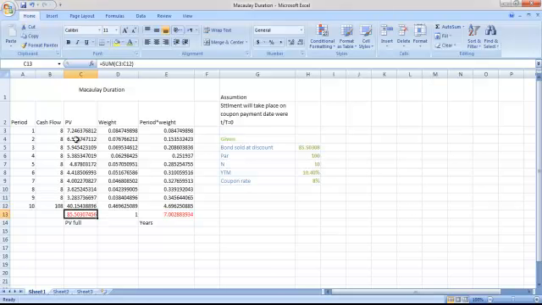Okay, you got the same calculation, of course, 85.50, which is the bond price.